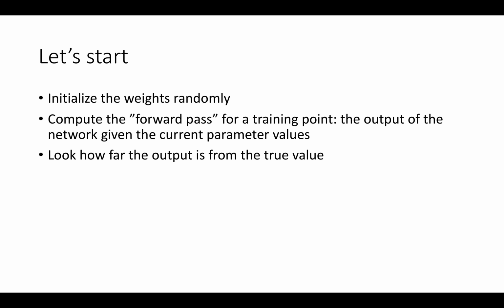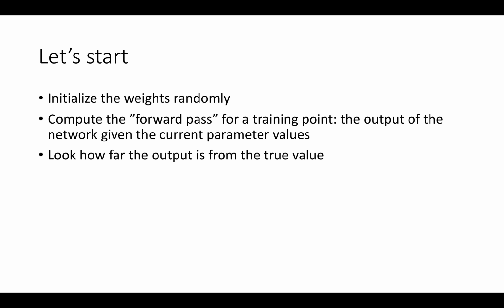So we start by initializing the weights randomly. We compute the so-called forward pass for a single training point. So the forward pass is the output of the complete network, given the current parameter values. In our case, you take a training point, x1 and x2, and then you compute the weighted sum with the current parameter weights. And then we see with the loss function how far this output is from the true value.